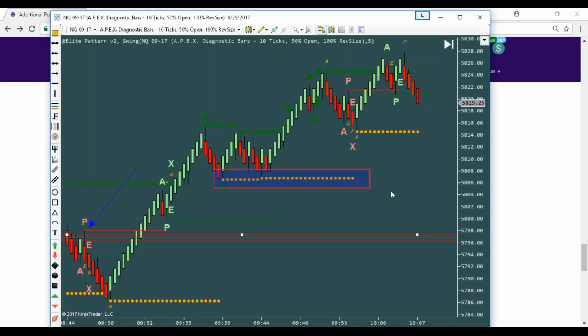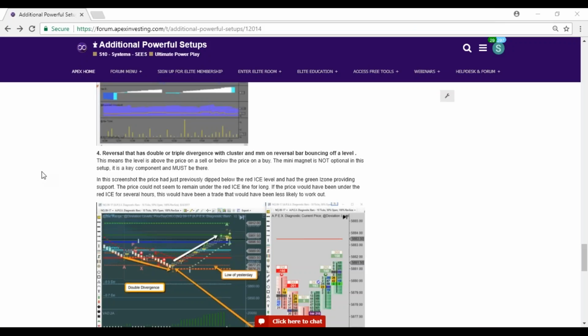Yep. Yeah, Ivan, exactly. Okay, so number 4, a reversal that has double or triple divergence with a cluster and a mini magnet on a reversal bar bouncing off a level. You kind of saw a few aspects of this in one of the videos of power play. These guys are one of my favorite trades. You don't get a ton of them all day long, but when they happen, they are super powerful. Okay, what do we know?